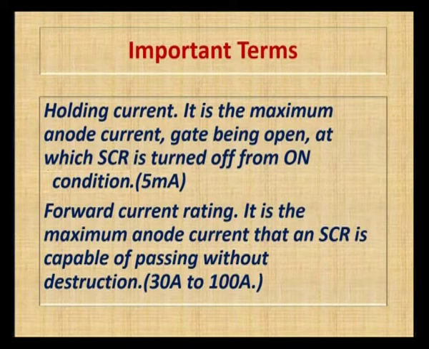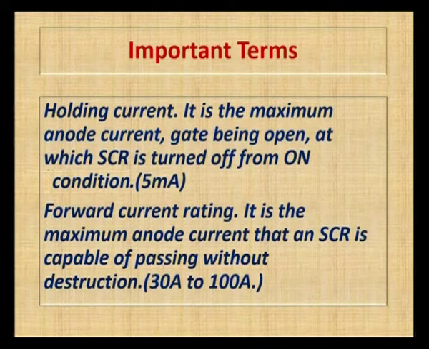And forward current rating. It is the maximum anode current that an SCR is capable of passing without destruction, which means it is a safe range of current in which the SCR will conduct without damage. This is called the forward current, and it could be 30 amperes to 100 amperes.